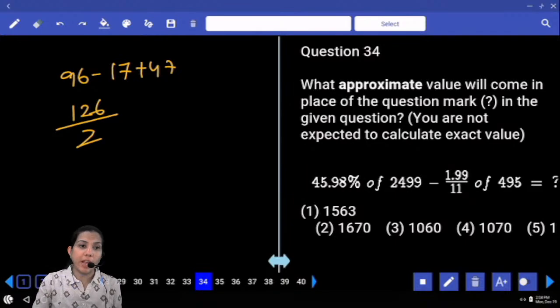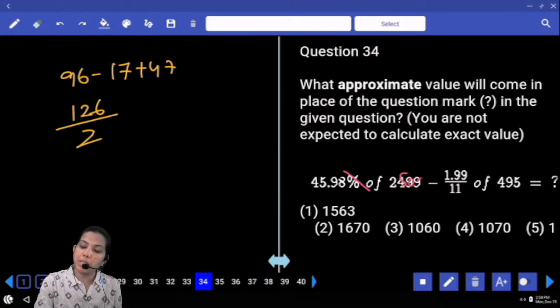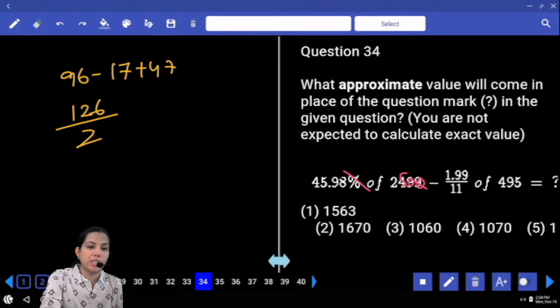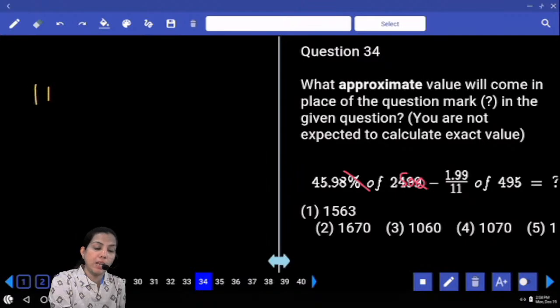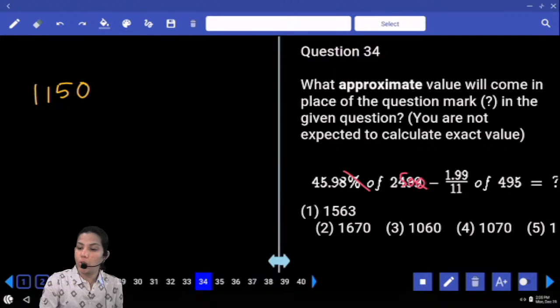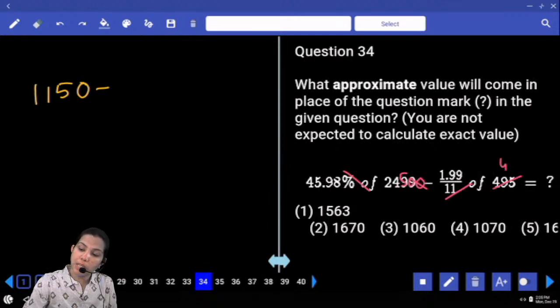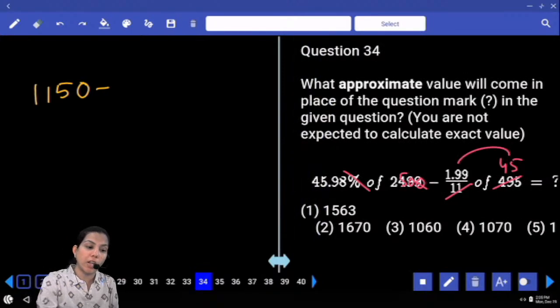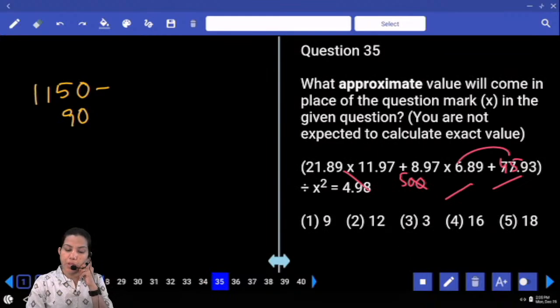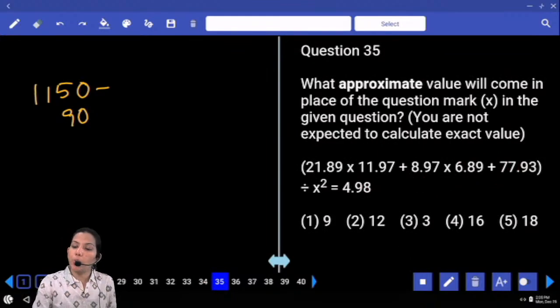Next, 34. 46% of 2500. Percentage and 2500 double zero cancel. 25 into 46 is 1150. 1150 minus 2 by 11. 11 exactly, 11 fours, 11 fives. 2 into 45, 90. 1150 minus 90, 1060, third option.